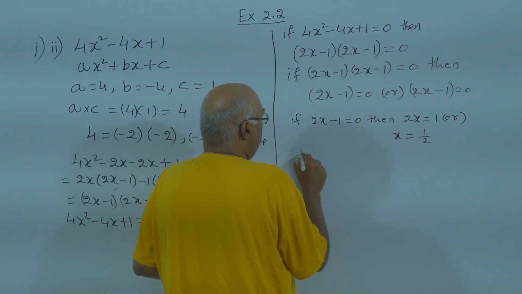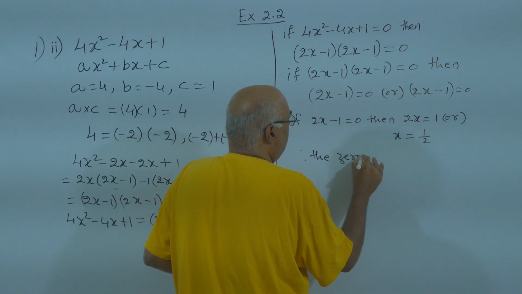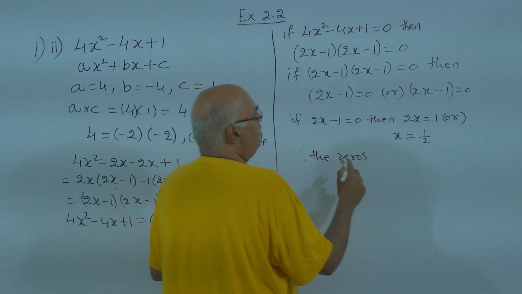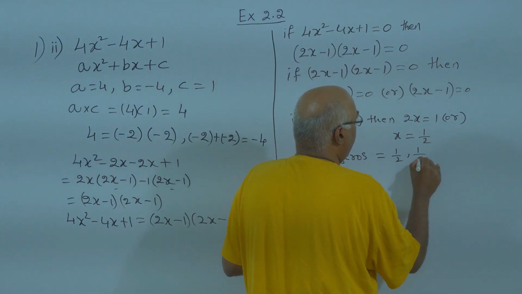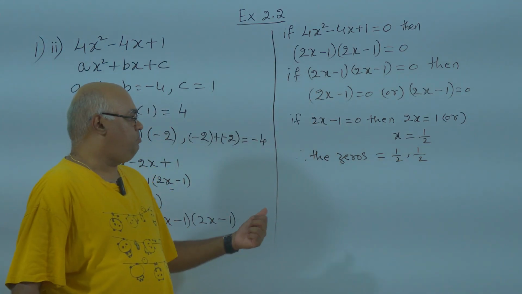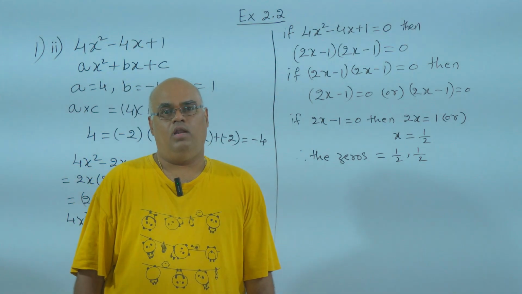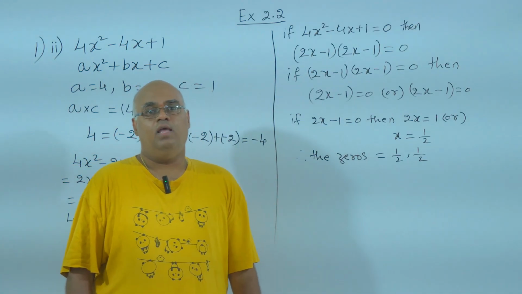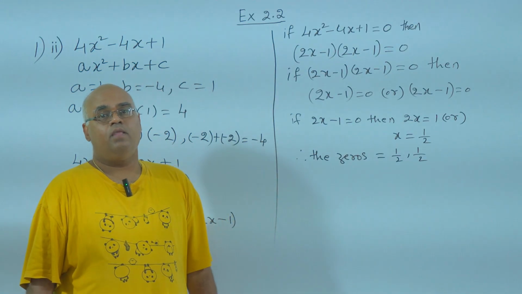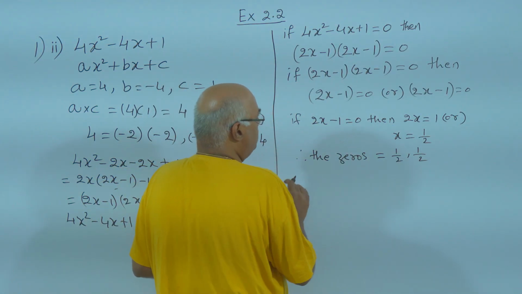Therefore, the zeros of the given polynomial are equal to 1 by 2, comma 1 by 2. So we solved the first part of the question, that is, we found the zeros of the given polynomial. Now we need to verify the relationship between the zeros of the polynomial and the coefficients of the given polynomial.